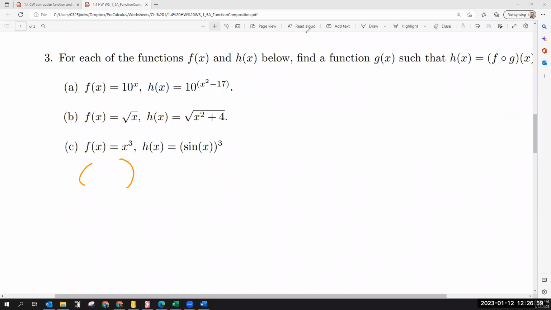That means I have something cubed. What did I plug into my parentheses to make H? So G of X is sine of X. We'll talk about sine later. Very good. 1, 2, and 3.